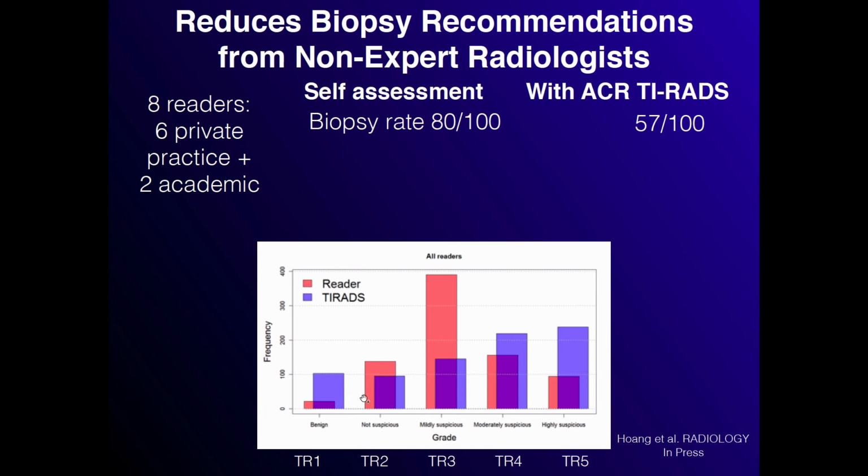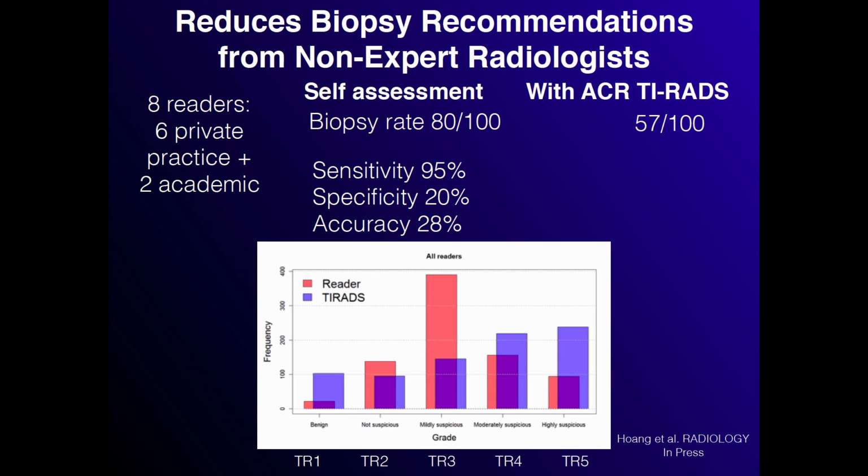But with ACR TI-RADS, these in blue were the actual categories, and it actually put more nodules in highly suspicious and moderately suspicious. And this makes sense because these 100 nodules were all biopsied. So this is a biased group of nodules that were more likely to be highly suspicious or moderately suspicious. Isn't that interesting? Okay, so how did it perform if it recommended fewer biopsies?